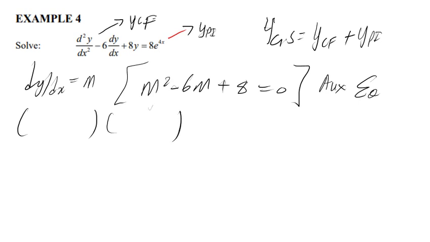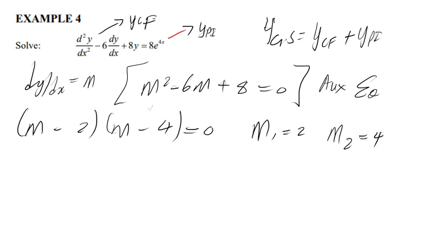So let's see, what are the factors of 8? It's 4 and 2. The factors of 8 that can give you 6 are 4 and 2. Okay, it's minus 4 and minus 2. So m1 will be equal to 2, and then m2 will be equal to 4. And as you can see, your factors are not the same. The factors are not the same.